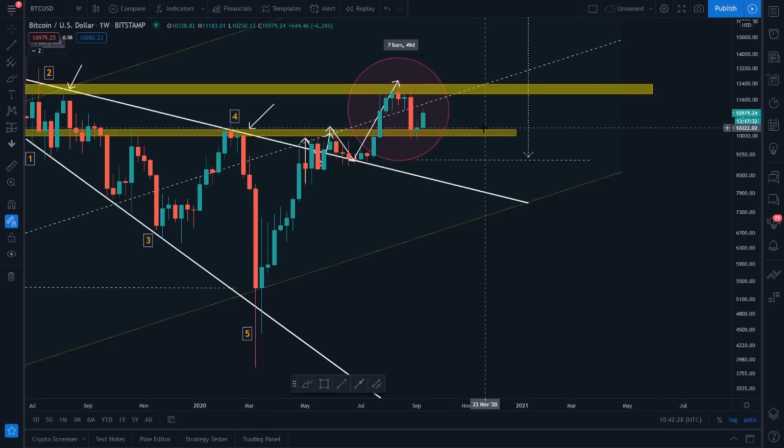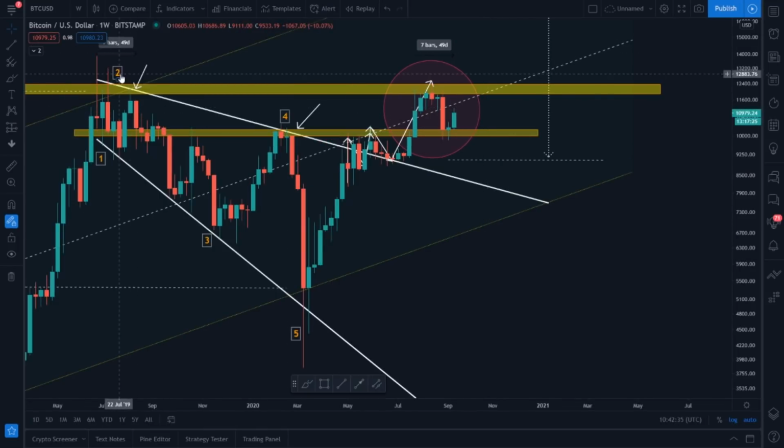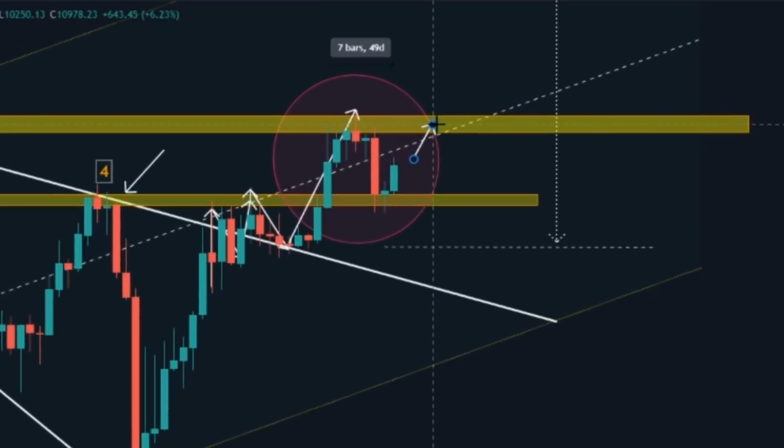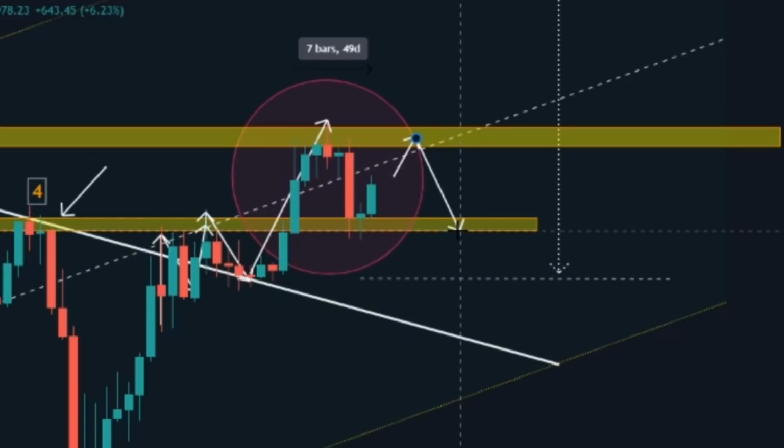I told you 11,200 and to the downside 10,600 is a support and resistance level in a daily time frame and also in a 4-hour time frame. But in a weekly time frame, you can see resistance is clearly here around this 12,400 to 12,500 level, and support is clearly around this 10,000 price level.